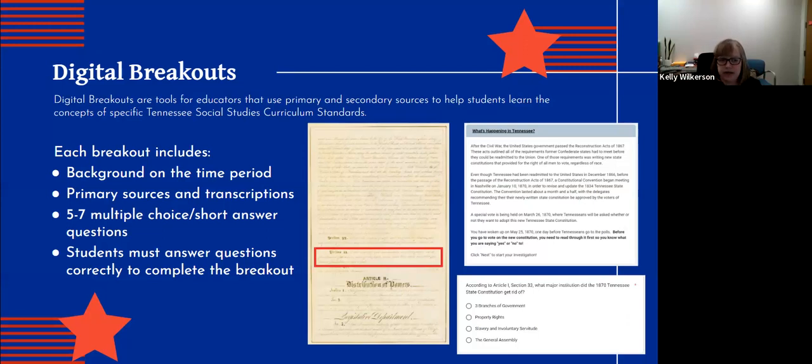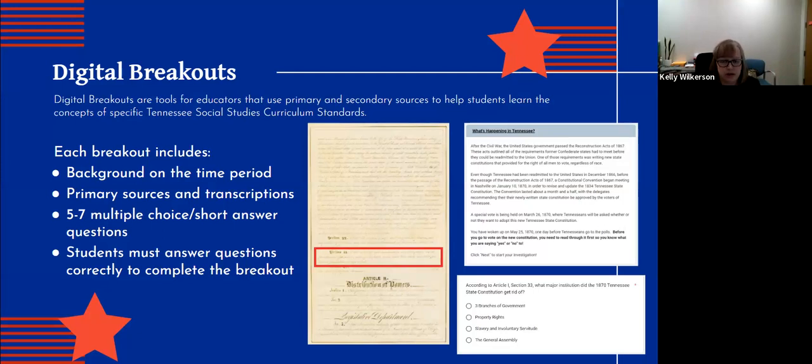Each breakout will include background on the time period, to place it in context: a little bit of what is happening nationally in the country as Tennessee is starting this process of either writing a constitution or revising one in 1834 or 1870. Each breakout will include primary sources and transcriptions. We also have 5 to 7 multiple choice and short answer questions. We're trying to keep it quick, something you can use in one class period, possibly after you've taught the Constitution, having the students participate in this digital breakout.